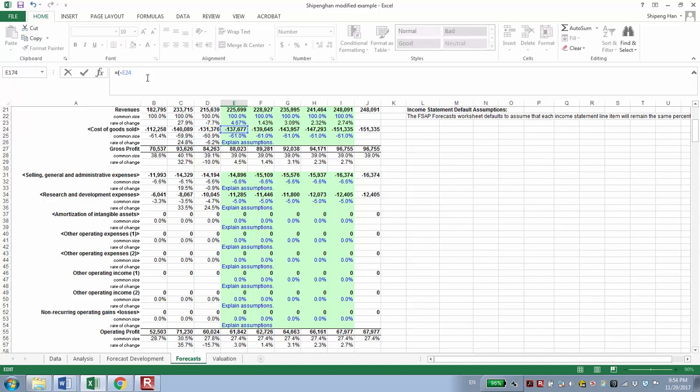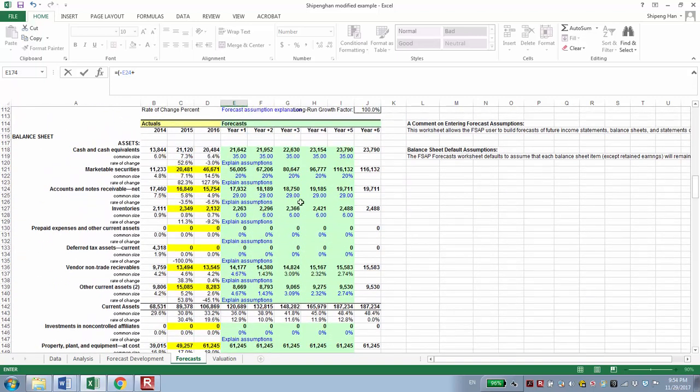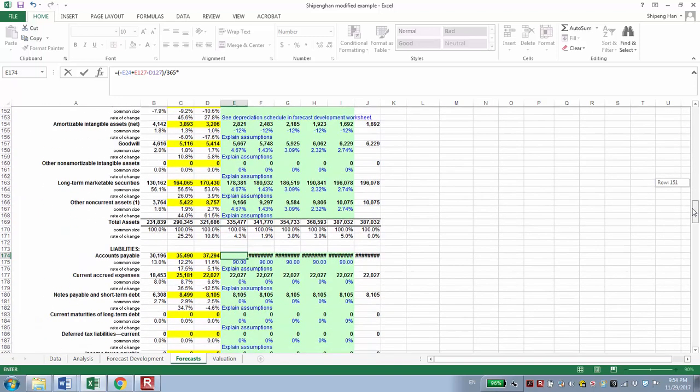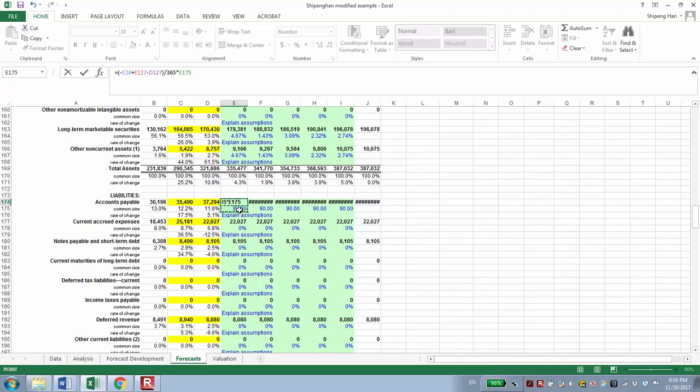Then we add the ending inventory. Let's drag to the current assets. Ending inventory is this one. We subtract what? Beginning inventory, right? And this number should be divided by 365, so we get the purchase per day. And then we multiply by the number of days. Okay, so let me enter. Don't forget to drag, so apply the formula to the rest of the columns. So this is the forecast of accounts payable.